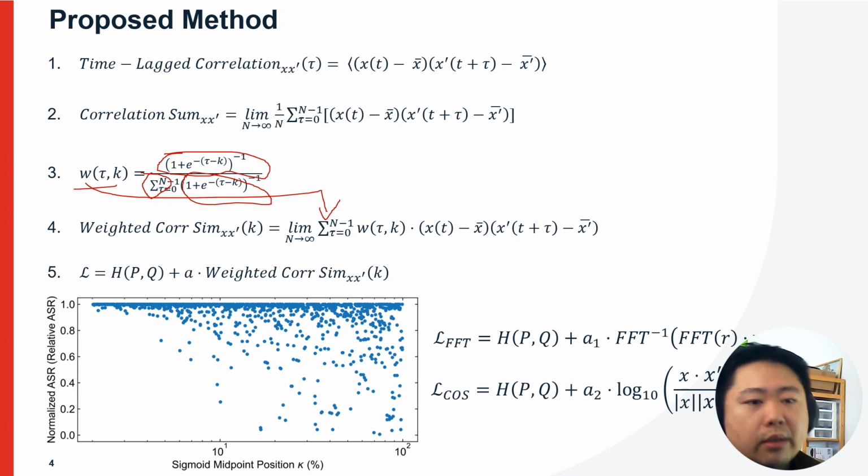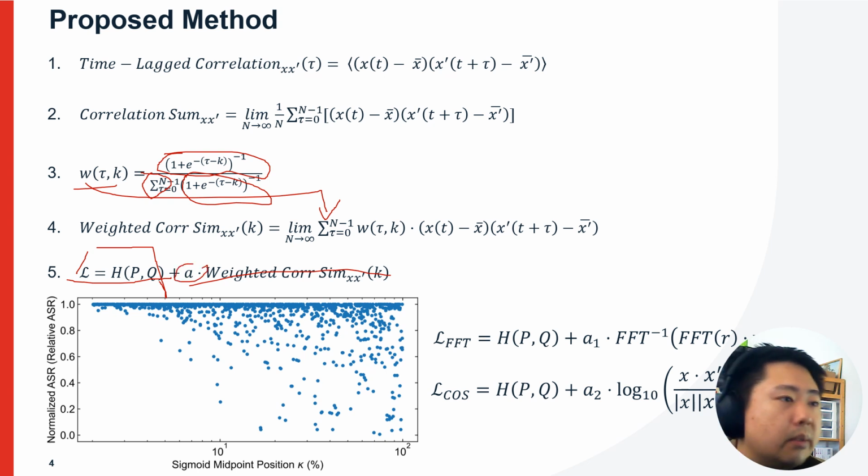This weighted correlation similarity can be incorporated into the overall loss function of a neural network, serving as a regularization component alongside the cross entropy, which is in equation 5. The left part is just the traditional cross entropy, and this part is just the weighted correlation similarity, and the alpha here is just to balance the weights.